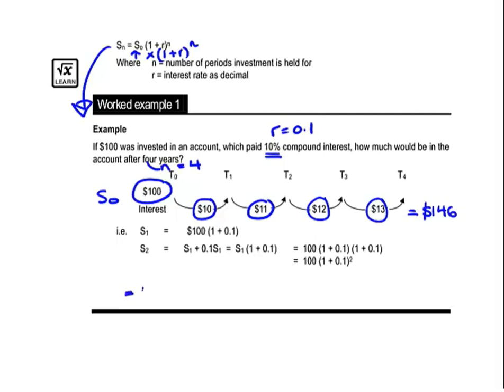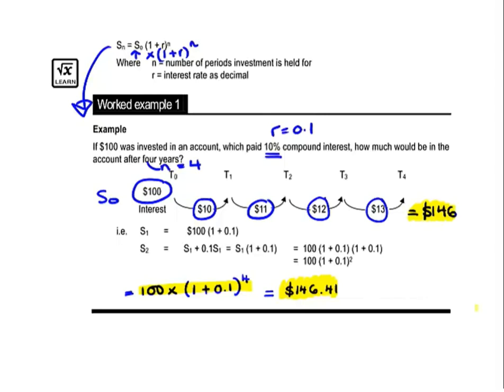The shortcut though is to use the formula. So the investment is equal to $100 multiplied by 1 plus the rate of interest, which is 0.1 to the power 4, because it's being invested for 4 years. So at the end of the 4 years, we'll have $146.41 in the account. So you see that the answer is the same. It's just that this is a much more succinct and quick way to get to the answer rather than working out the amount of interest each particular year.